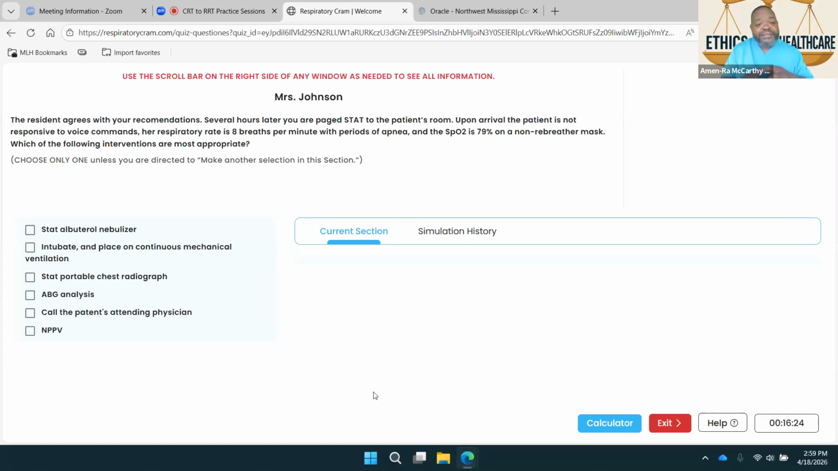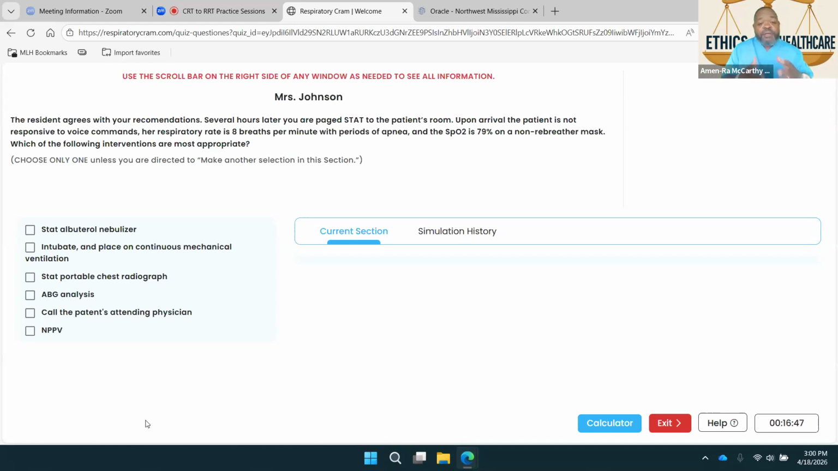So in this case, guys, she's sat in 79% on 100% non-rebreather. She's not responsive, okay? And her respiratory rate is 8 breaths per minute with periods of apnea. In this case, we have to intubate, okay? You have to intubate, guys, so don't be scared to do that.